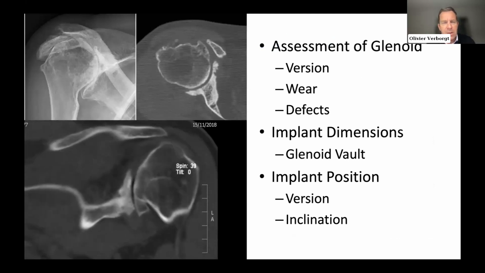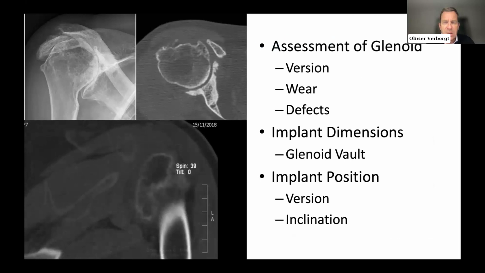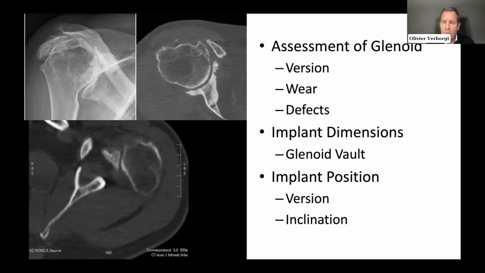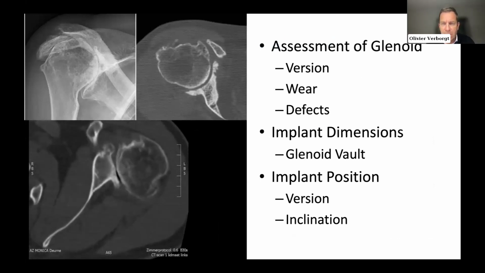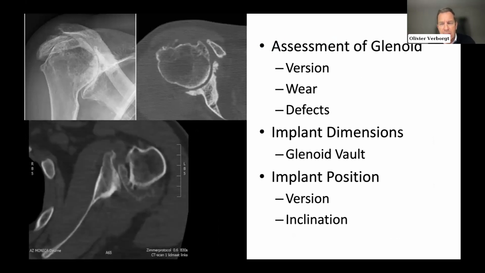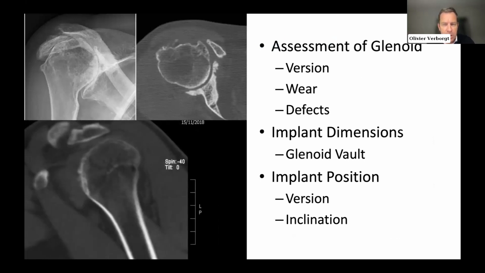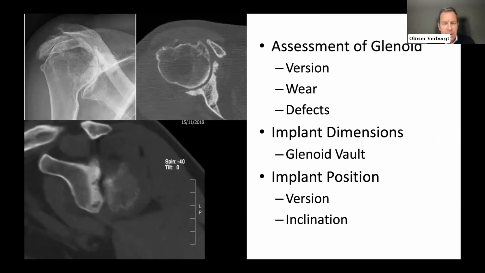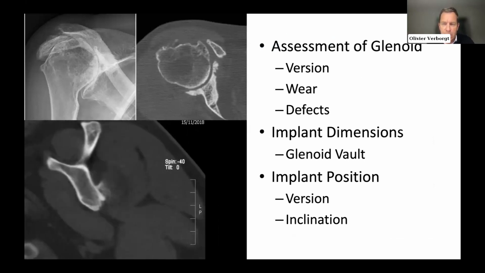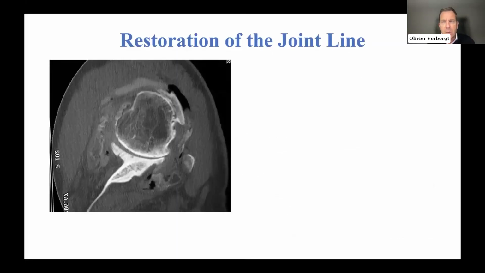So in practice, you will start with doing X-rays and CT scans, I think most of us will do, in order to assess the glenoids, to get an idea of the version, the wear, and the defects. See if the glenoid vault can actually accommodate an implant. And then finally also think about how to position that implant in terms of version and inclination. The whole key is to restore the joint line. And in these difficult glenoids, it's up to you whether you use bone or metal, or even both. Catarina already alluded to that, and I will go into that a little bit more.